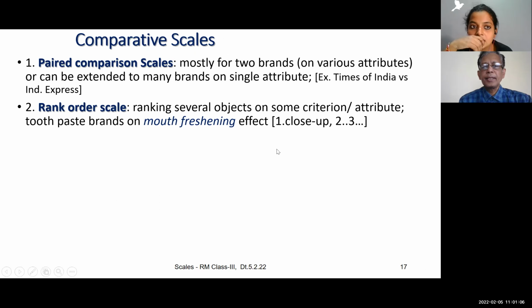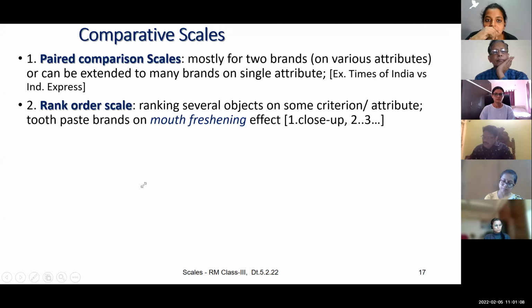Yeah, please, Neha. Sir, in paired comparison, it is written that it can be extended to many brands on a single attribute. Can be extended also, no problem. Can be extended. So as in rank order, we measure on the basis of a single attribute.